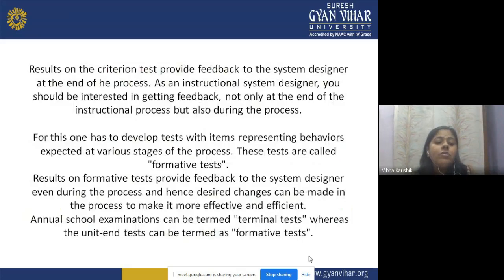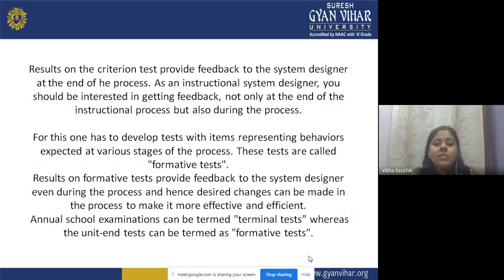Now, results on the criterion test provide feedback to the system designer at the end of the process. Now, what type of results can I get? Whether my students are able to achieve the objectives, or the second one can be that I am not able to achieve my objectives. Now, both these conditions will provide feedback to the system designer at the end of the process, meaning after completing my course.